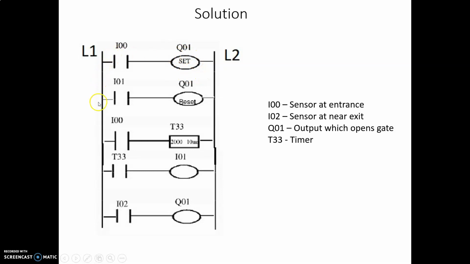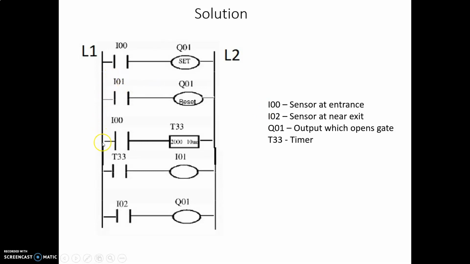If you go below this, you have I01, which is attached to this Q01 and is nothing but a reset. Now I01 is not an input which is being shown here, so from where do we get this I01? That we will see later.